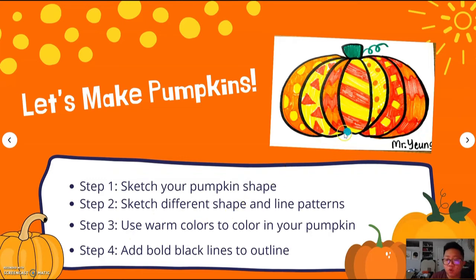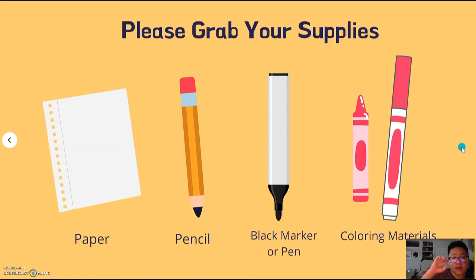Lastly, I added bold black lines to outline my drawing. Now before we get started and I show you how you can create it, go ahead and grab a piece of paper, a pencil to sketch with, and a black marker or pen to outline with. If you don't have a black marker or a pen, you can use maybe a black crayon or something else that's a darker color. And lastly, you will need some coloring materials.